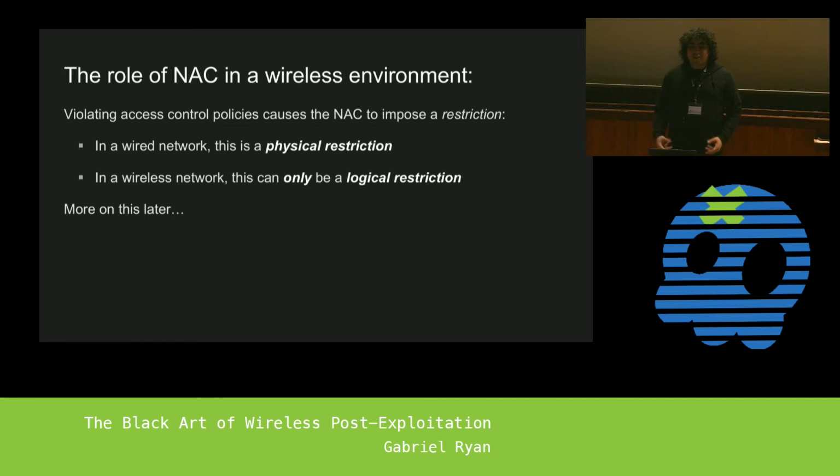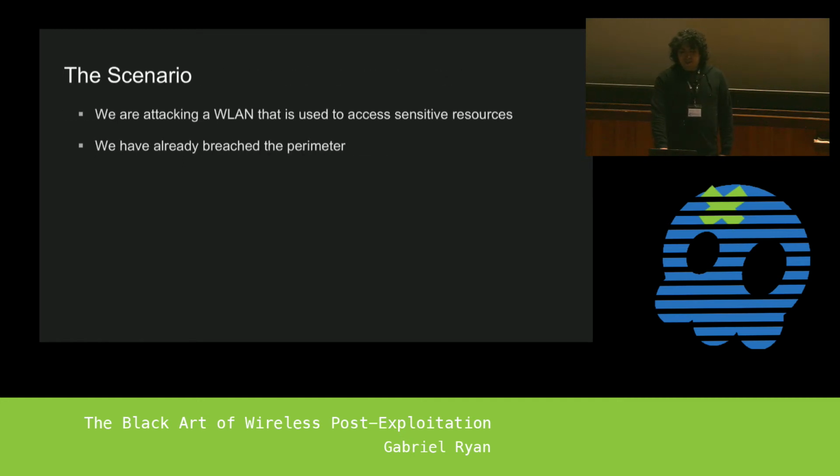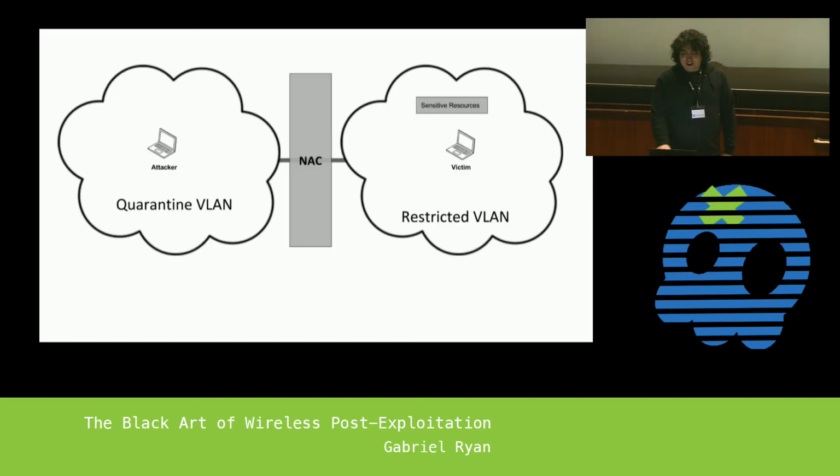Essentially what this boils down to is that if we violate an access control policy, this is going to cause the NAC device to impose some kind of restriction. On a wired network, this is a physical restriction, right? It actually physically blocks the port off, and you can't send traffic that way. On a wireless network, as we saw with Wi-Fi tap, these kinds of restrictions can only possibly be logical restrictions. So more on this in a bit. I want you to imagine this is actually a pretty typical scenario that you'll find in penetration testing, red teaming, whatever: you breach a WPA2 enterprise network by taking advantage of the rogue AP attack that we saw at the very beginning.